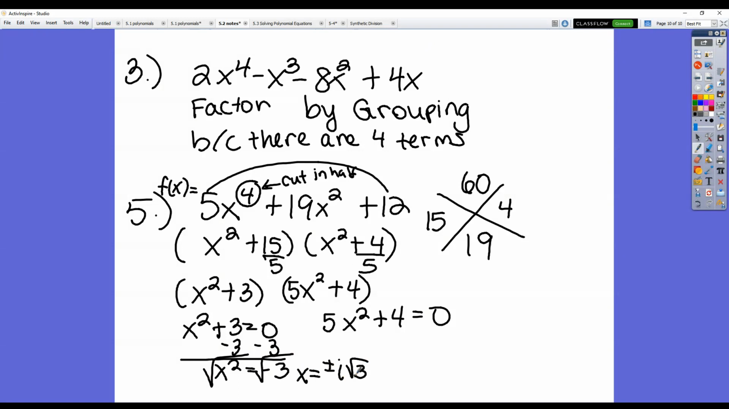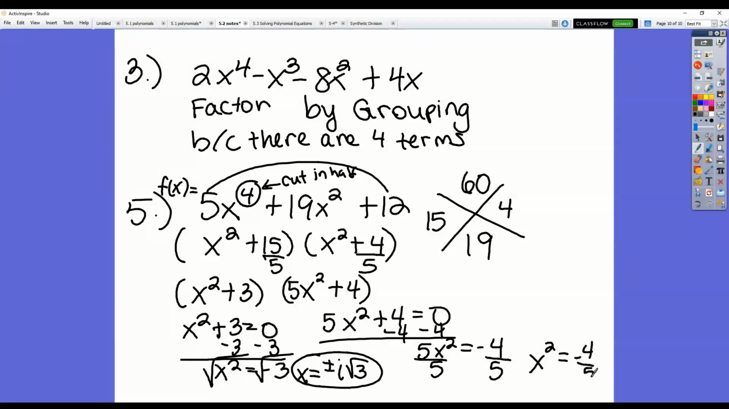Okay, since it's a negative, when you take the square root of a negative number, make sure you're in complex mode, and this is what we get. Because you can't take the square root of a negative number unless you're in complex mode, so that's why we have an i. Take the square root here, we get x equals, your calculator can break this down, plus or minus 2i square root 5 over 5. Okay, that's it for 5.2. There's some problems to get you started. Remember, if the exponent's 4, just cut it in half.